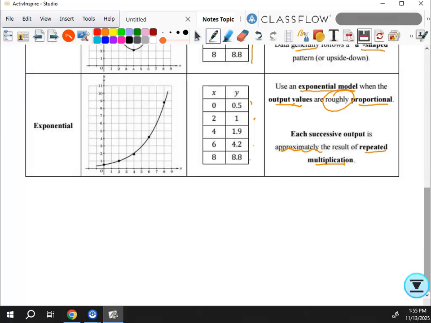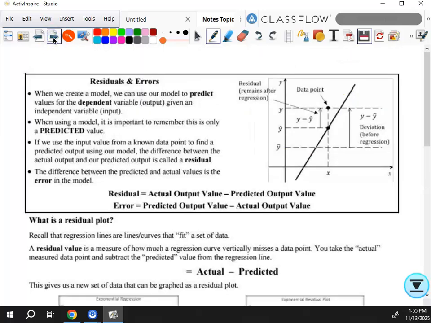All right, flip that over then. We've talked about residuals a little bit. We're going to talk about residuals and errors together, because they are the same thing, just opposite. And so they're easy to get backwards. We've got to make sure we can keep it all straight.